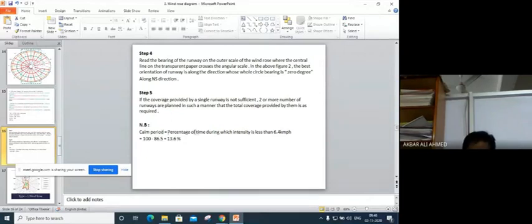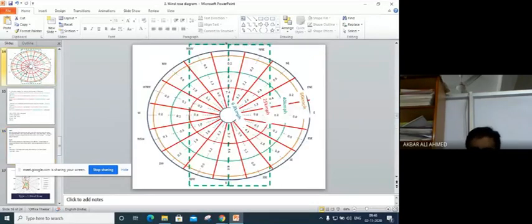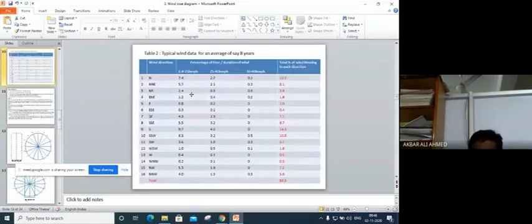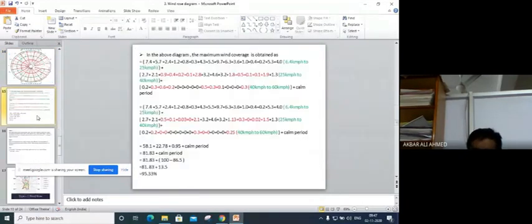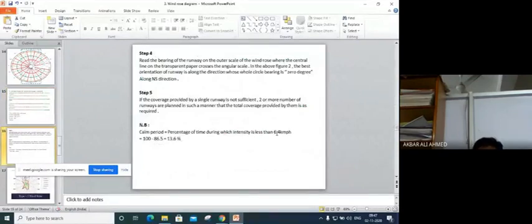So what is calm period? It is the percentage of time during which wind intensity is less than 6.4 kilometers per hour. All the values here, 7.4, 24, 0.2, are having a minimum value of 6.4. That means all these values are more than 6.4, and in total 86.5 percent of the values have velocity more than 6.4. That means the remaining will be less than 6.4. That is the calm period. So it is the percentage of time during which intensity is less than the minimum one. What is the minimum one? 6.4 kilometers per hour.